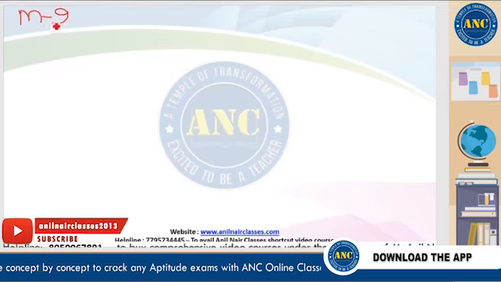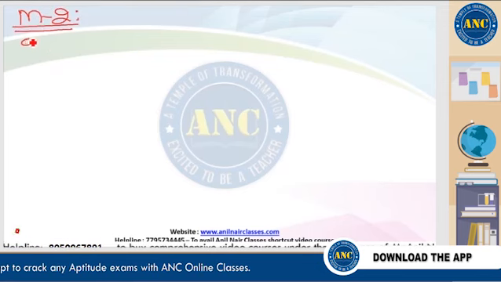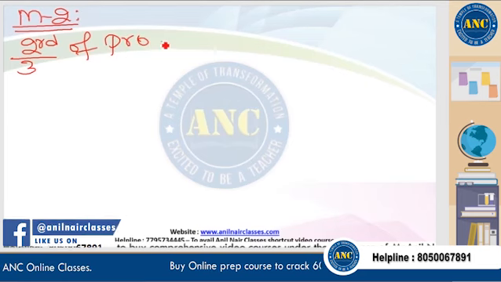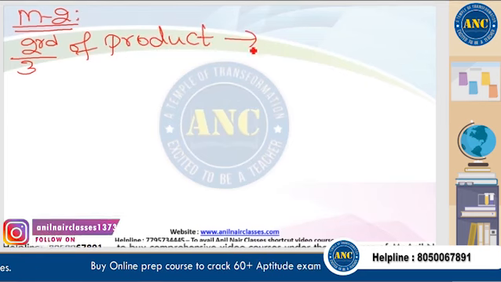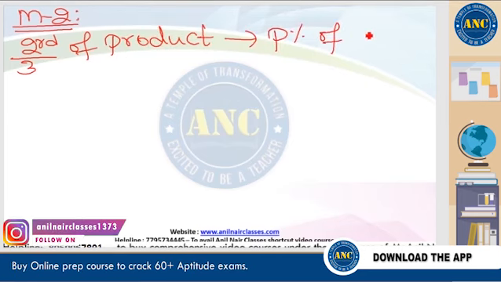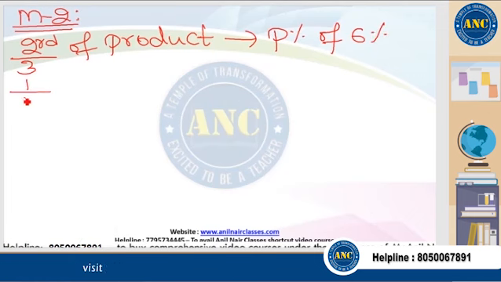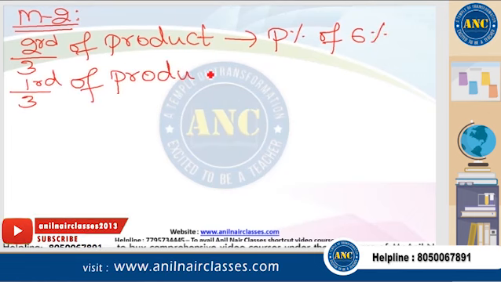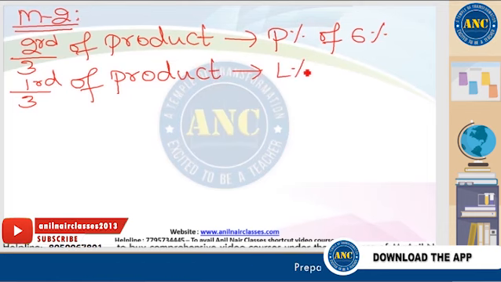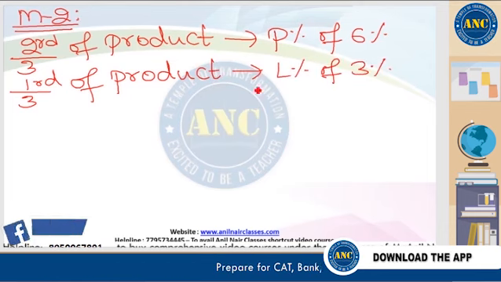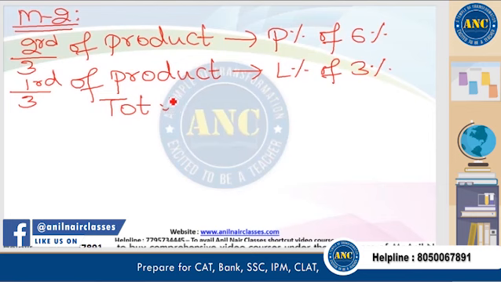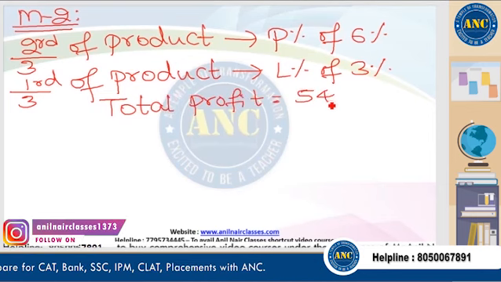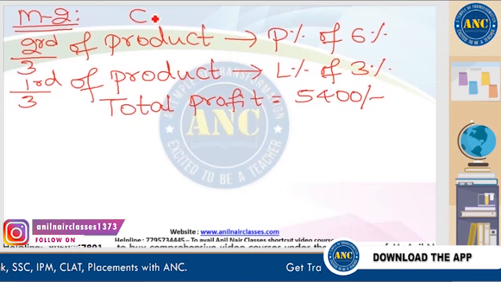Now see here, sir. Method 2. Your question says 2/3 of product is sold at a profit of 6%. Remaining 1/3 of product is sold at a loss of 3%. It is also given that total profit is 5,400 rupees. Question is find the cost price.